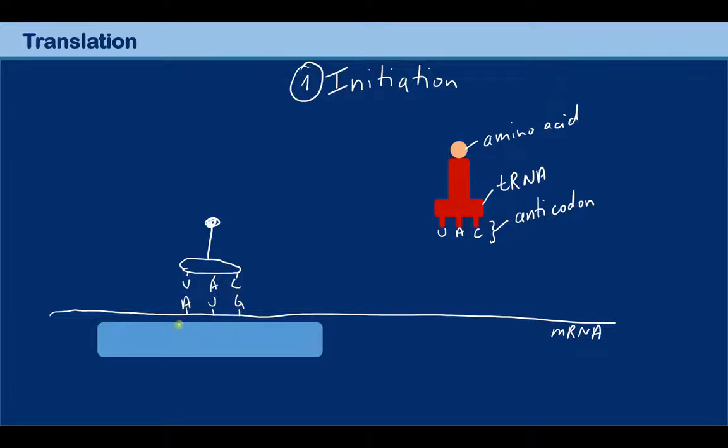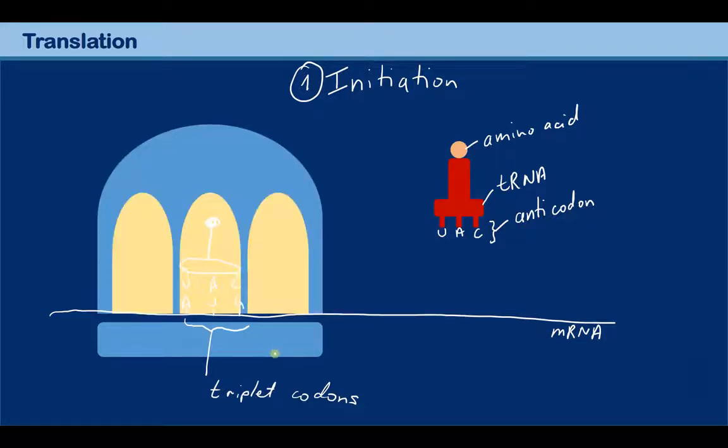Now, if this is our anticodon, what are these called here? These are our triplet. There are always 3 of them. That's why they're called triplets. Triplet codons. Okay, these are the triplet codons, and this is initiation. But we're not quite finished yet, because what am I still missing? Obviously, I'm still missing the large subunit. The large subunit is added, and the initiation complex is now finished. So that is where we are right now.